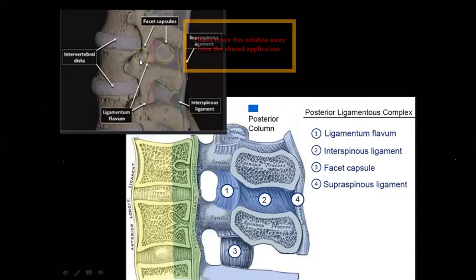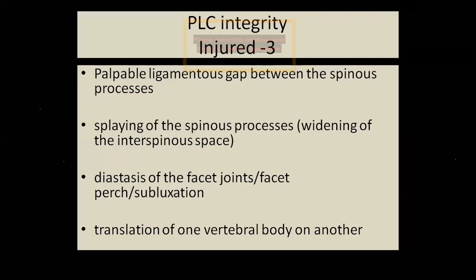So this is a facet joint capsule, ligamentum flavum, interspinous ligament and supraspinous ligament. I repeat, going from posterior: supraspinous ligament, interspinous ligament, ligamentum flavum and facet joint capsules. These four are the posterior ligamentous complex ligaments. So in certain cases this ligamentous complex will be ruptured.